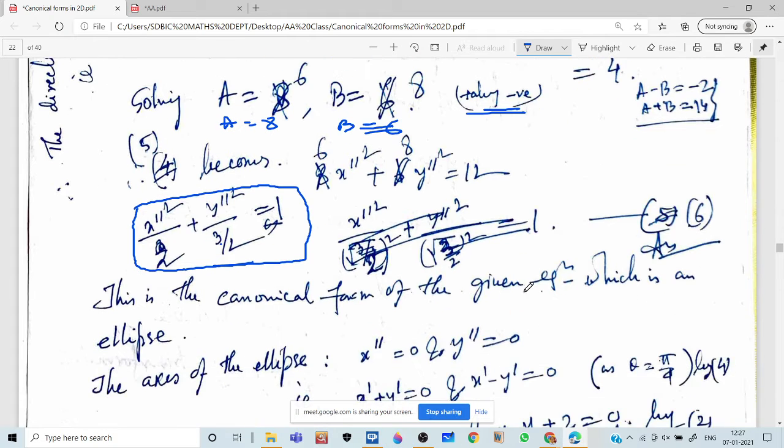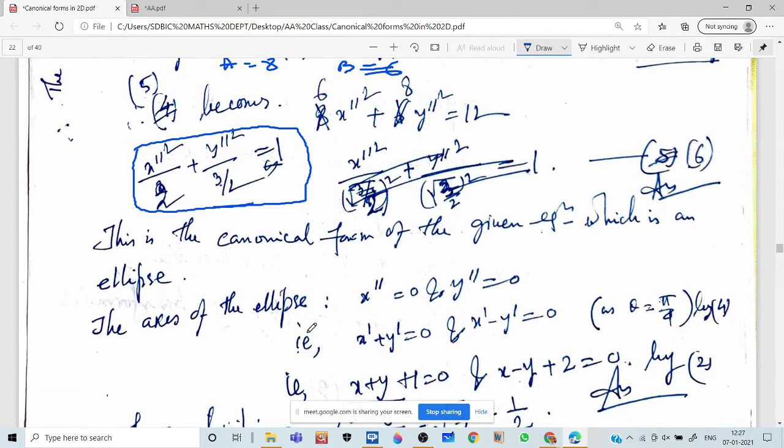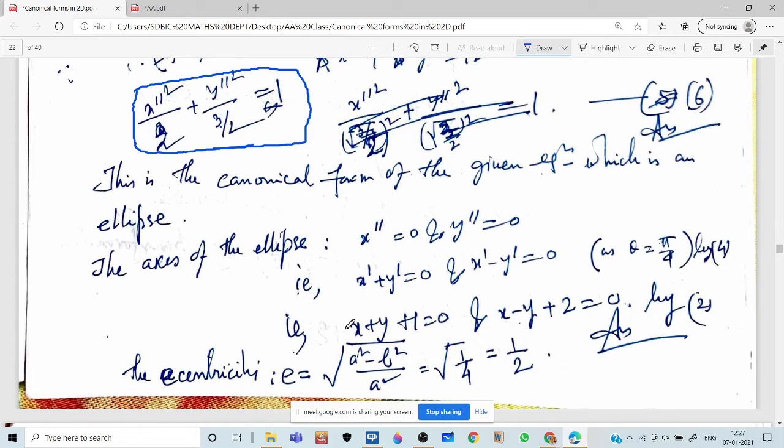This is the canonical form of the given equation, and the axes of the ellipse are x double dash equal to 0 and y double dash equal to 0, because this ellipse is converted into x double dash, y double dash. So in the old coordinate system, that is the xy system, x double dash equal to 0 means x dash plus y dash equal to 0, because theta is equal to pi by 4.